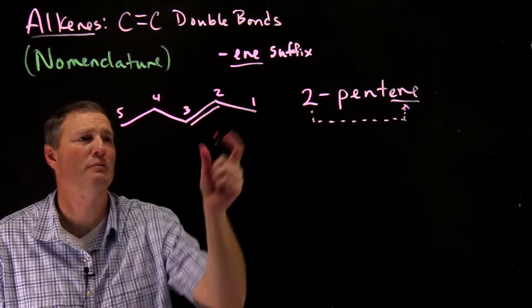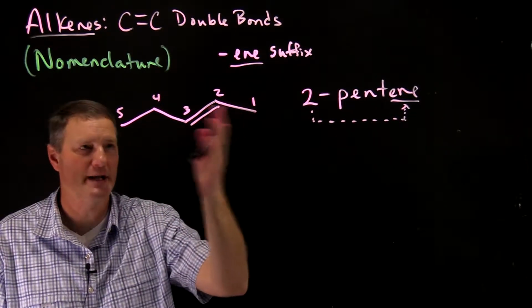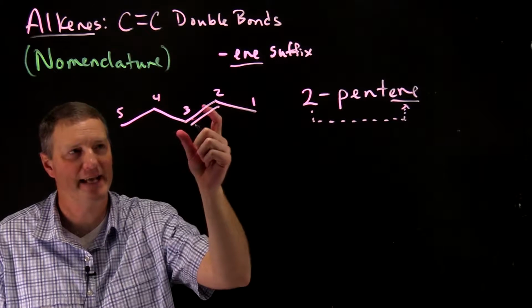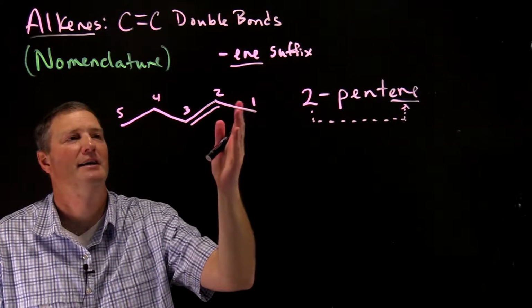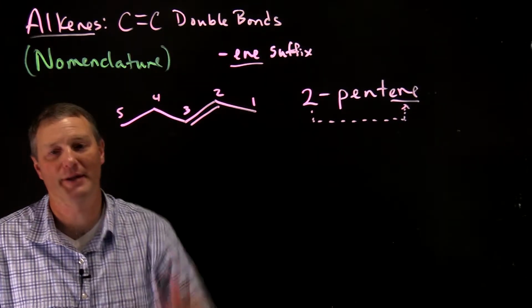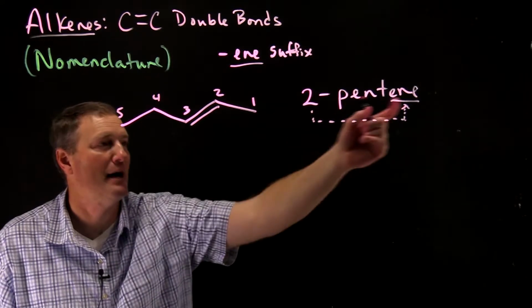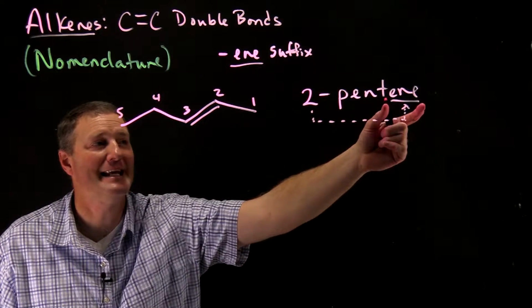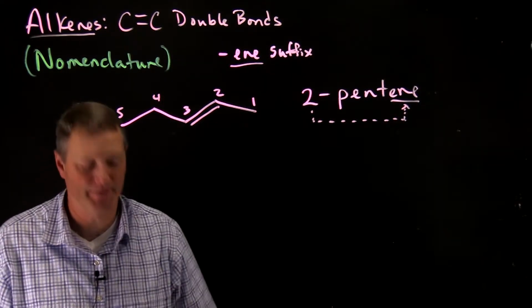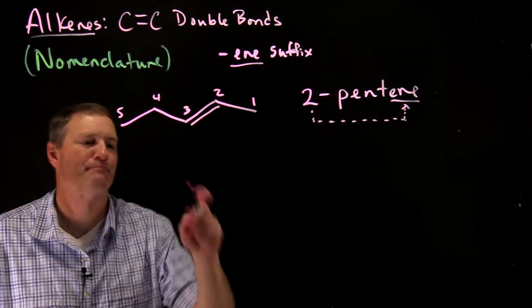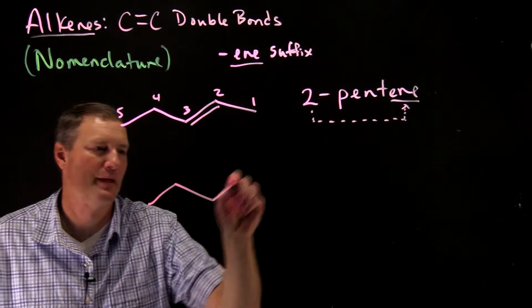So just to review, identify the longest continuous chain containing the carbon-carbon double bond, number to give the carbon-carbon double bond the lowest numbers, append the suffix ene, and then indicate the position of the double bond with a number. Let's take a look at another example.